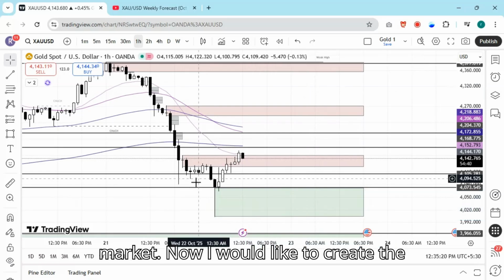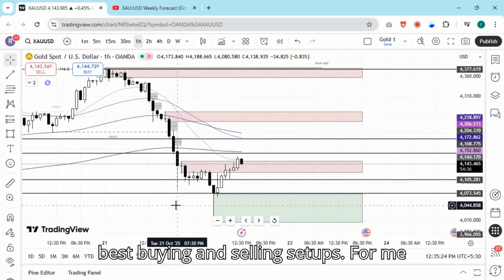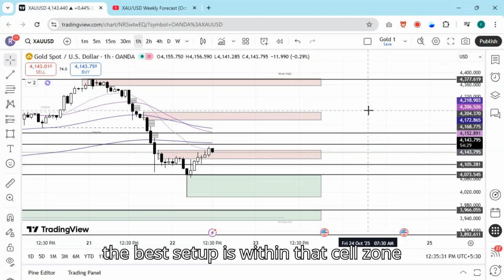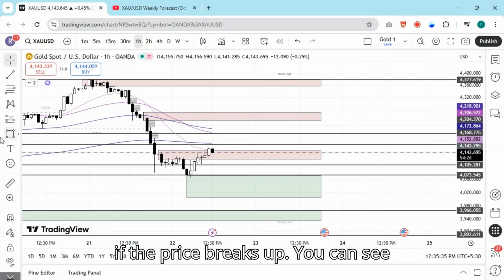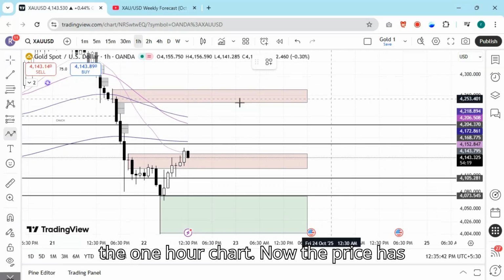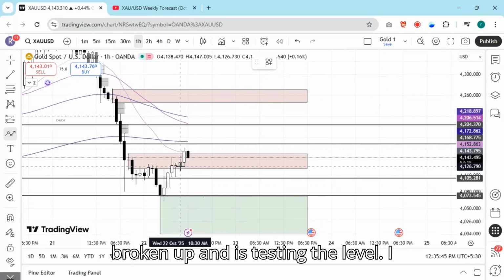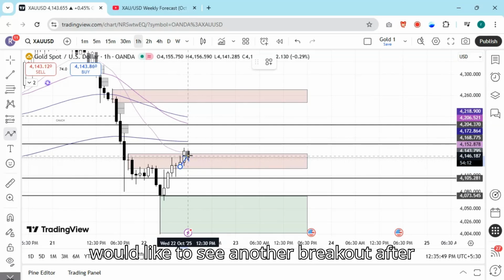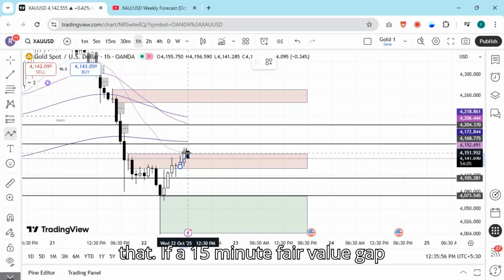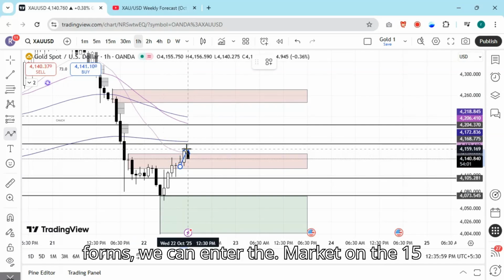Now I would like to create the best buying and selling setups. For me, the best setup is within that sell zone. If the price breaks up, you can see there's some breakout with the 20 EMA on the 1-hour chart. Now the price has broken up and is testing the level. I would like to see another breakout. After that, if a 15-minute fair value gap forms, we can enter the market.